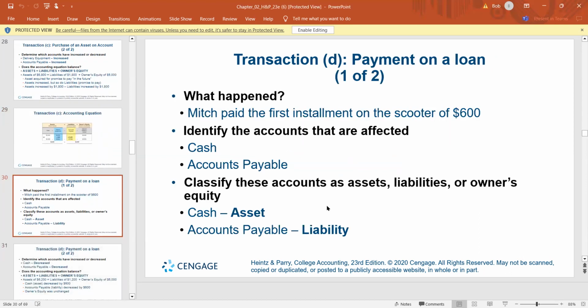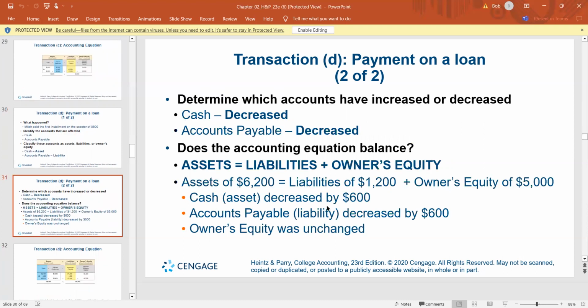Remember, he bought that motor scooter for $1,800. Well, he's going to pay some of it now. That's what happened. What's going to be affected? Cash is going to go down, and so is accounts payable. Remember, accounts payable is the number that you owe to your suppliers. So cash is an asset, and payables we know is a liability. Cash is going to be decreased, and so is accounts payable.